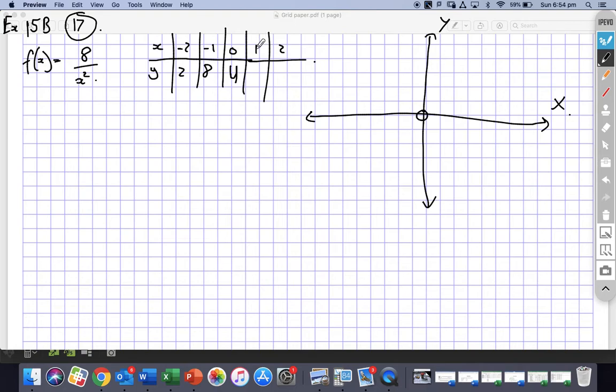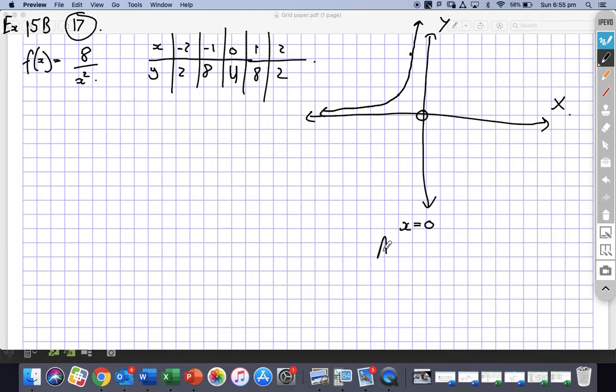If you put a 1 in, you get an 8. If you put a 2 in, you'll get a 2. Symmetrical on either side. So at x equals -1, the y was 8, maybe up here somewhere. When x equaled -2, the y was 2, and it had that shape. And just maybe remind yourself of what the rectangular hyperbola looked like. It will never reach 0. We've got this vertical asymptote of x equals 0.